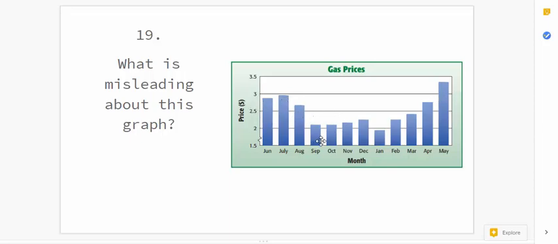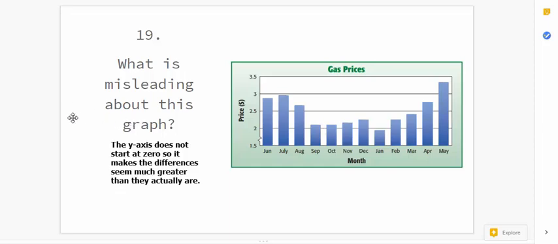So if you take a look, it seems like September's price would be about half of June's price, but really we know that September is a little bit above $2 and June is under $3, so September is not exactly half of June's price. But the most appropriate statement to say about what's misleading about this graph is that the y-axis does not start at 0, so it makes the differences seem much greater than they actually are.